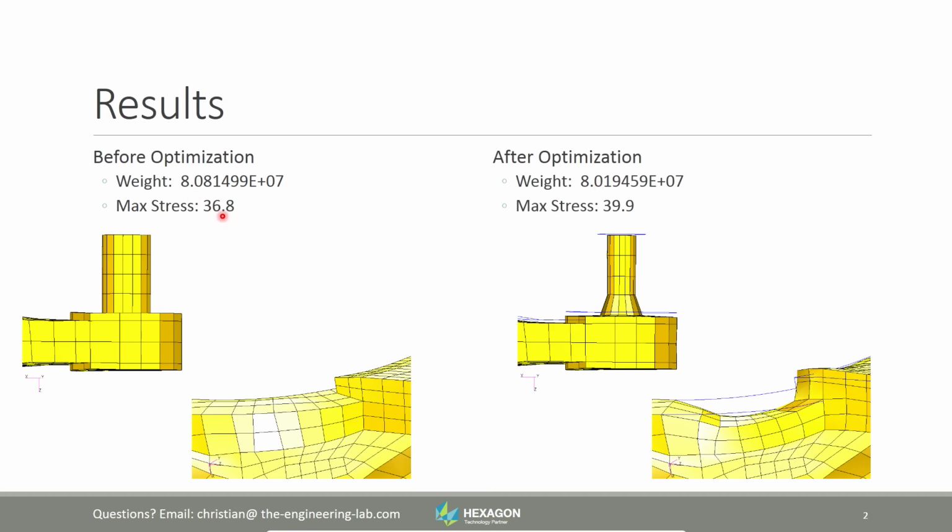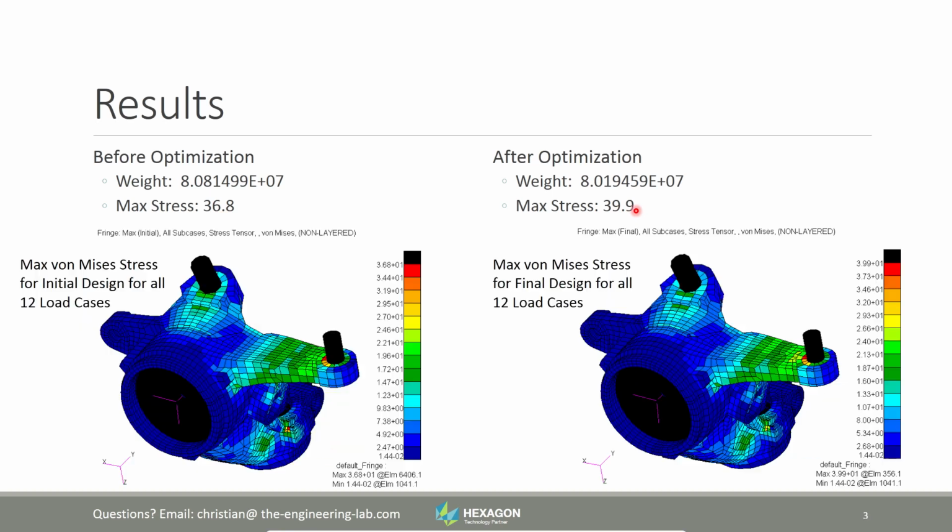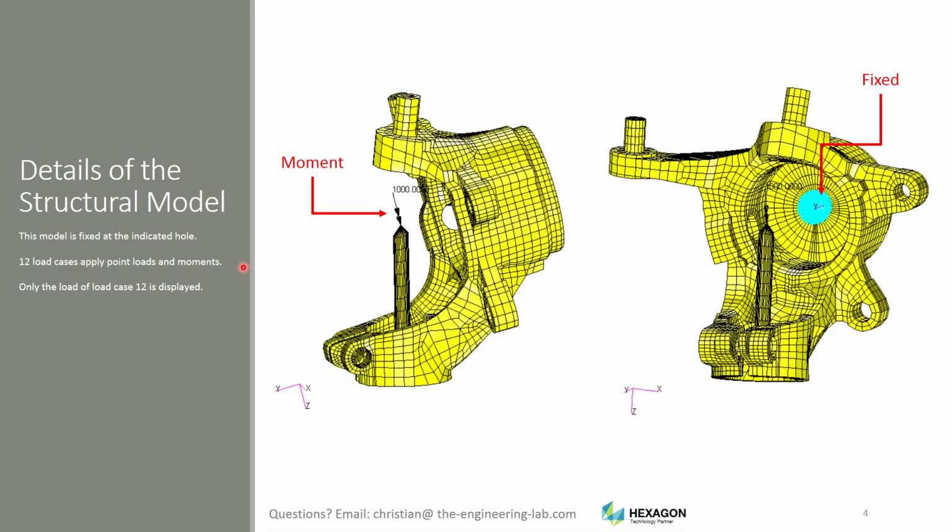At the same time, we want to make sure that the max von Mises stress is less than an upper bound of 40. So here's just another image of what the plot of the von Mises stresses look like in the model. So this is going to be our goal for this exercise.